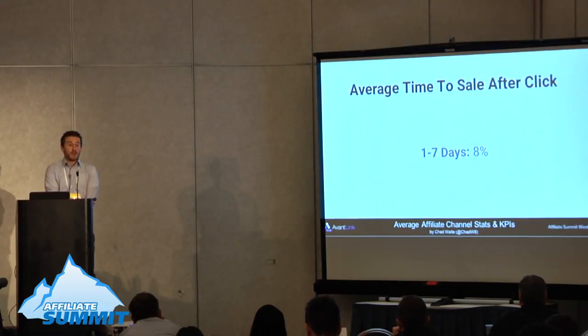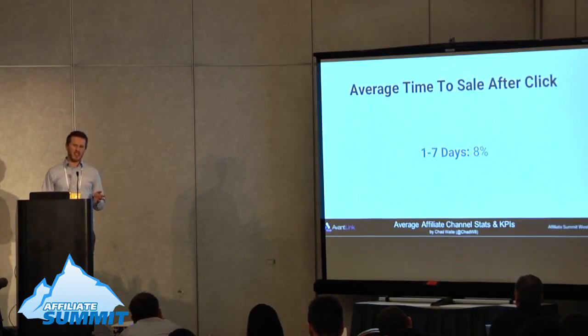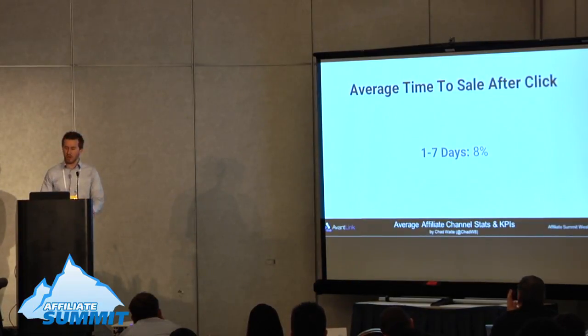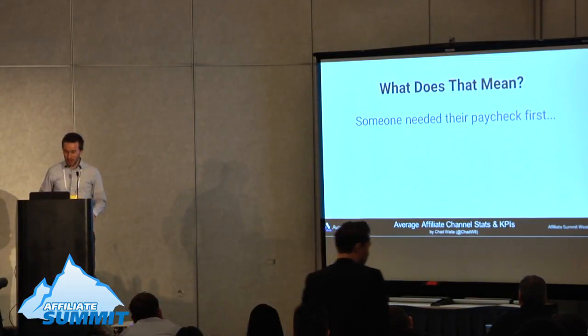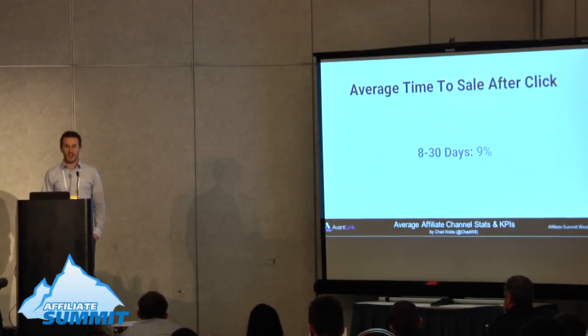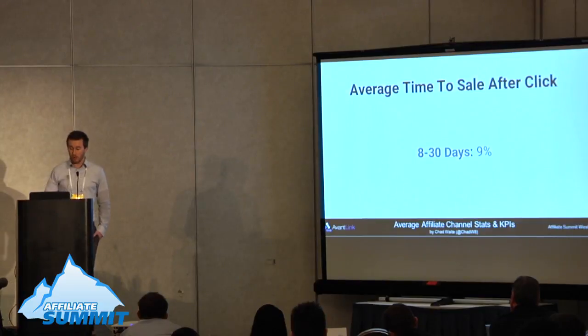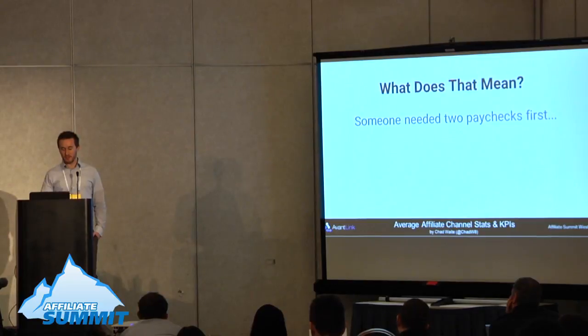Average time to sale after a click, the second threshold, we look at this between 1 and 7 days. About 8% of sales generally happen within the week following the last click. That means somebody probably needed a paycheck first to get what they wanted. I know I've done that. I'm sure you have too. The next threshold is between the second week and all the way up until the month mark. About 9% of affiliate sales happen after that, and then the rest just follows in, in all the days after that month-long time period. So by and large, the majority of sales happen within the first 24 hours, and that's important to know. For this one, somebody needed 2 paychecks first to get what they wanted.